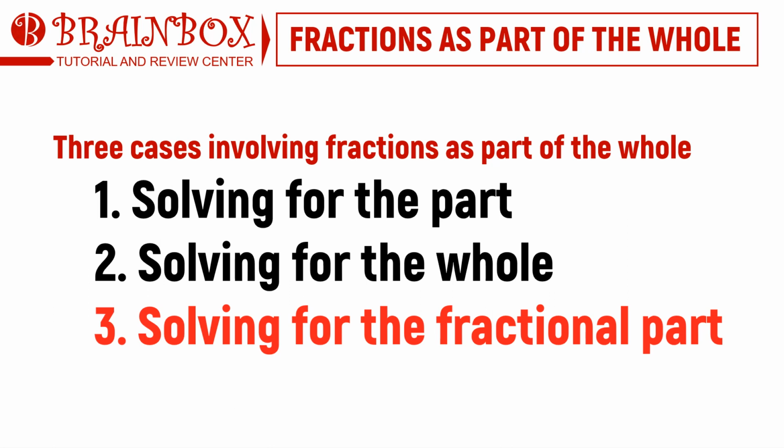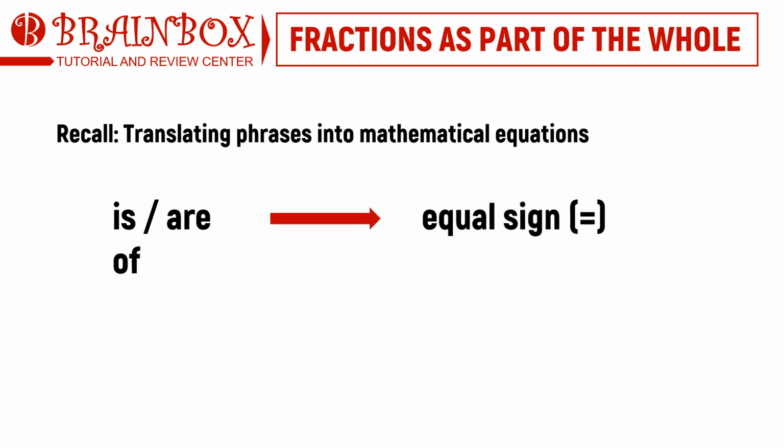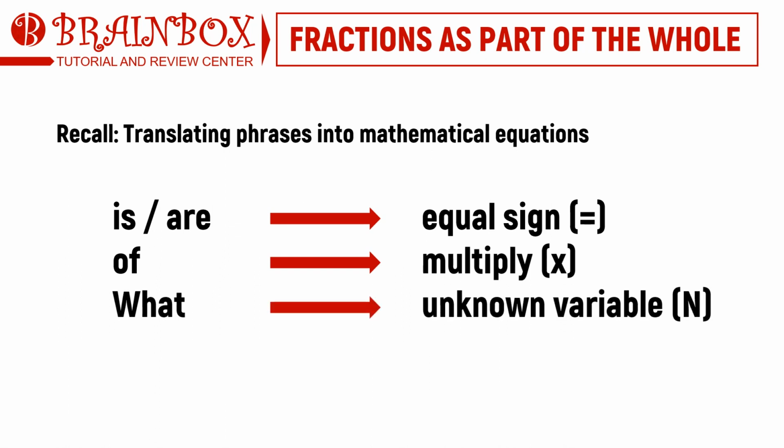In this lesson, as with the other two cases, we will need to translate phrases into mathematical equations. As a review, recall that there are some words that provide us clues as to what operations or mathematical symbols are being described. In this discussion, the common clue words that we need to familiarize ourselves with are the following. Is, or, are, means there is an equal sign. Of means that the operation is multiplication. What implies that it is the unknown variable that we are looking for. Let's say, for example, n.